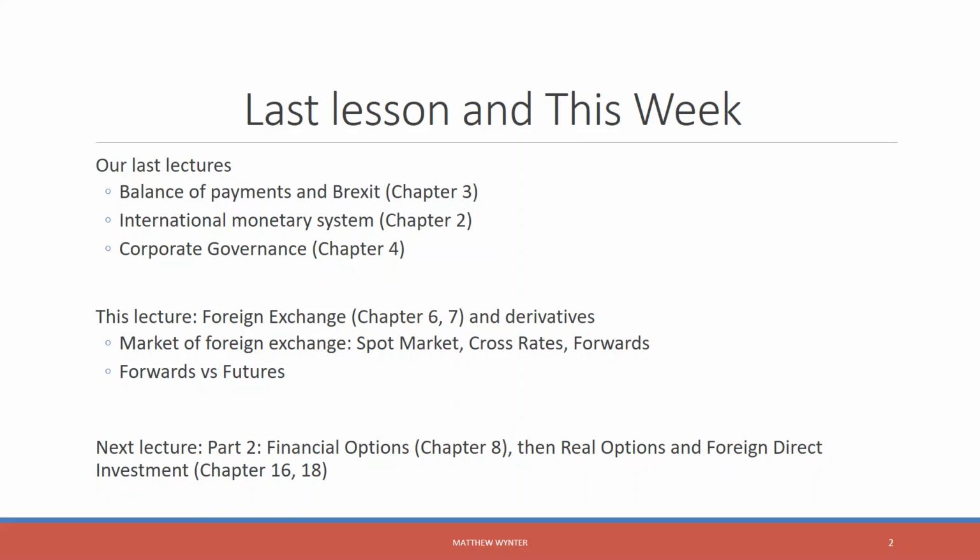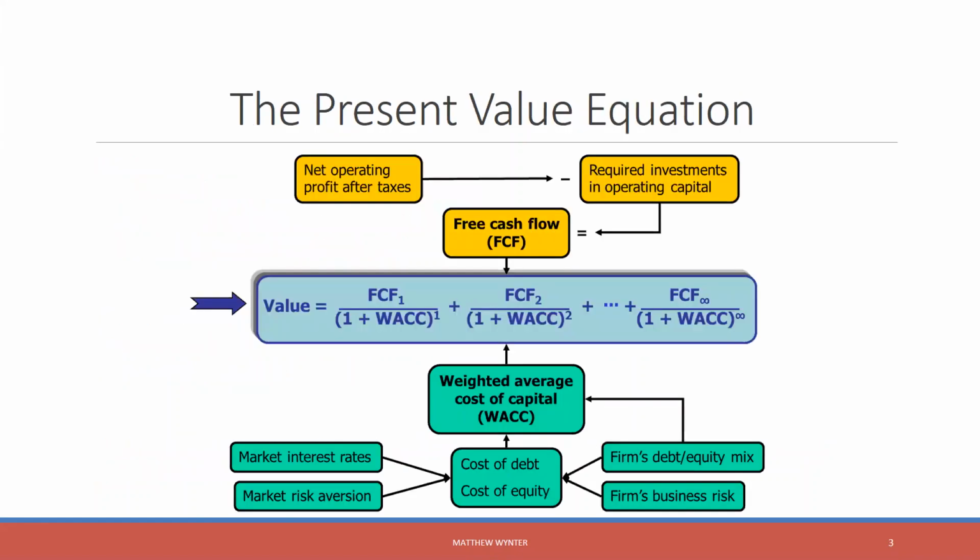We're going to talk quite a bit about how the market for foreign exchange operates. So we're going to look at the spot market, we'll look at cross rates, and then of course, we're going to move on to forwards. We're going to talk a little bit about the difference between forwards and futures. And the goal is for us to establish a more familiar background with foreign exchange and with derivatives in general. And once we build that base, we'll look at options.